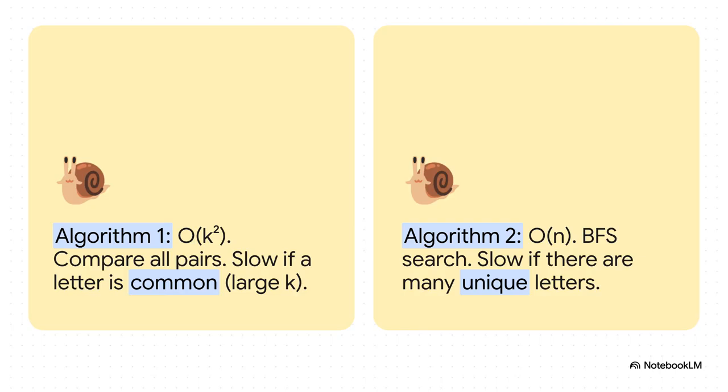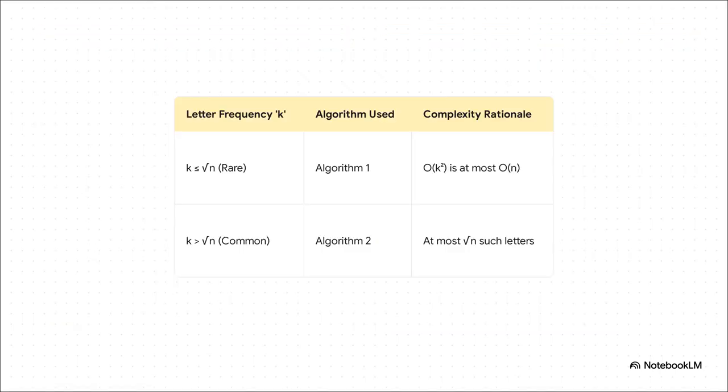A common mistake here is just picking one and hoping for the best. The elegant solution is to just combine them, using square root of n as our cutoff. If a letter is rare, let's say it appears less than or equal to square root of n times, we use the simple pairwise check. If it's common, appearing more than square root of n times, we switch to the BFS.